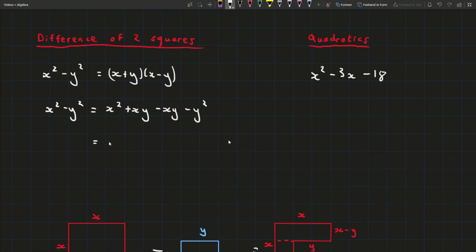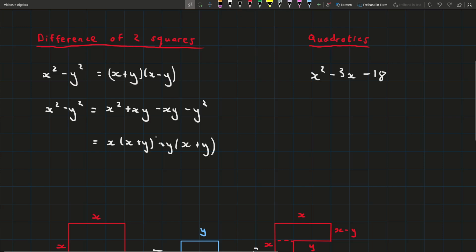So what you can do is take out an x from the first two terms and you get x plus y. And then you can take out a y, or a minus y would be better, but it doesn't really matter. If you take out a minus y, it works because they both have a minus. And then we have x plus y.